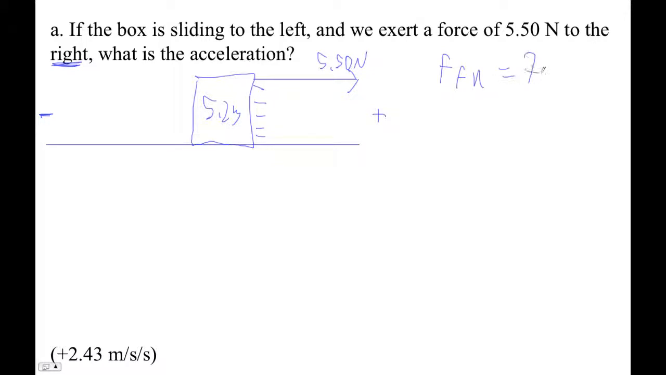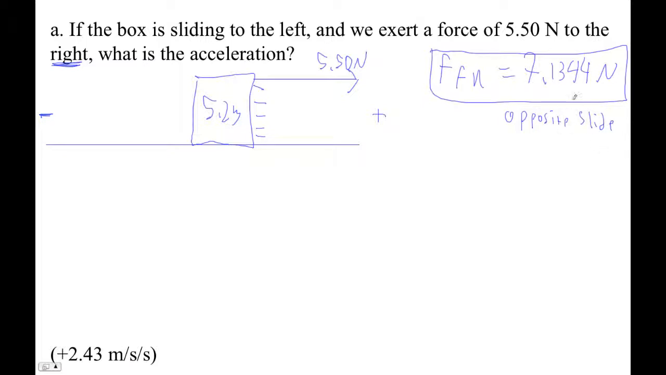is 7.1344. Okay, and that's a force that's opposing the slide, right? Opposite the slide. That's what kinetic friction does all the time, right? It just opposes the slide. It opposes any direction you slide. So if we're sliding to the left, this is to the right in this case. Okay, since we're to the left.